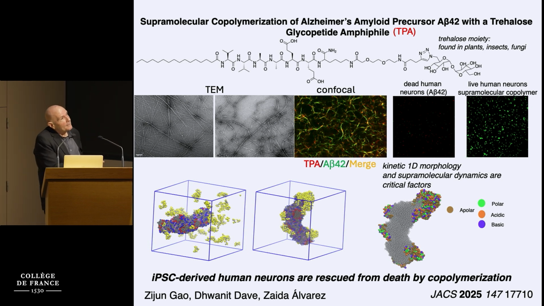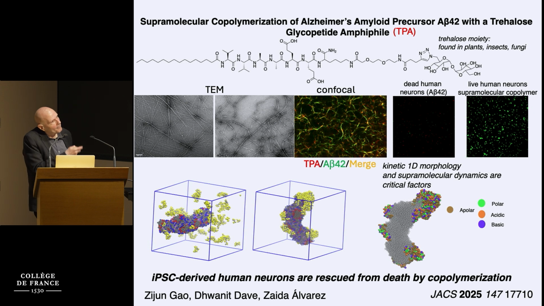You see it very strikingly here. Lots of green and then red dots here. These are dead neurons due to A beta 42. And when we introduce the supramolecular assemblies, we get green, we get living neurons. So this is an interesting example, a very different take.